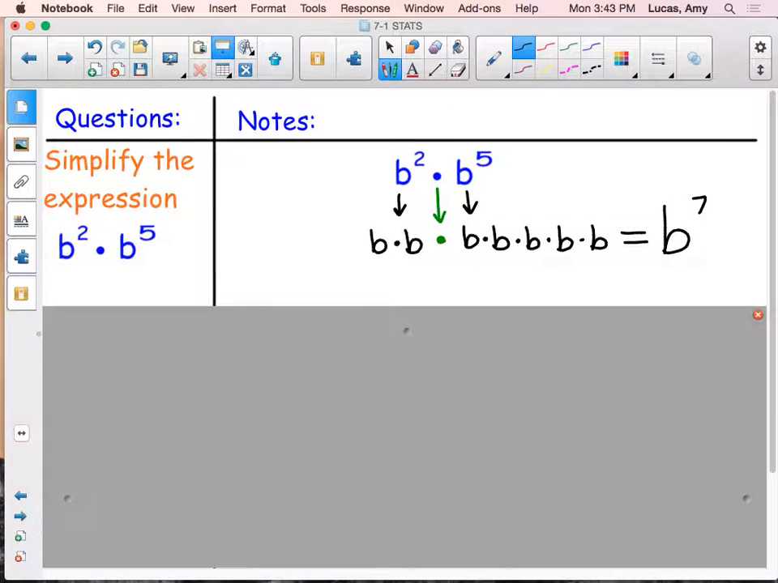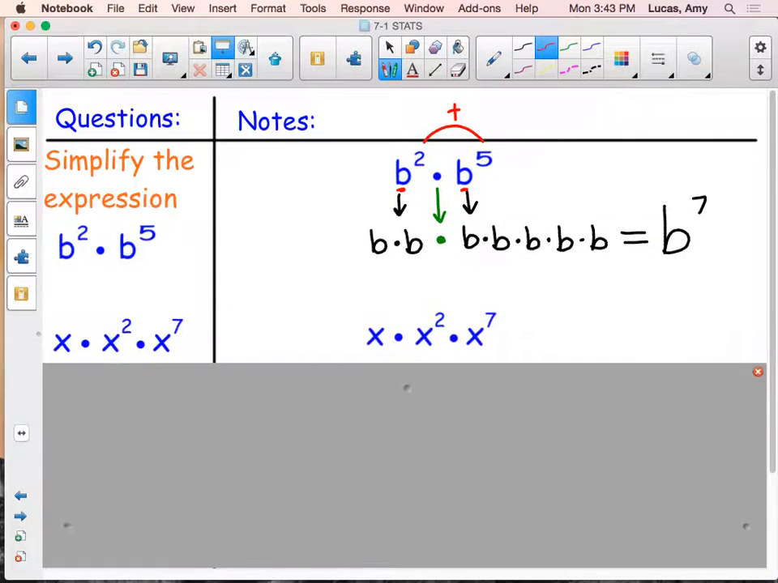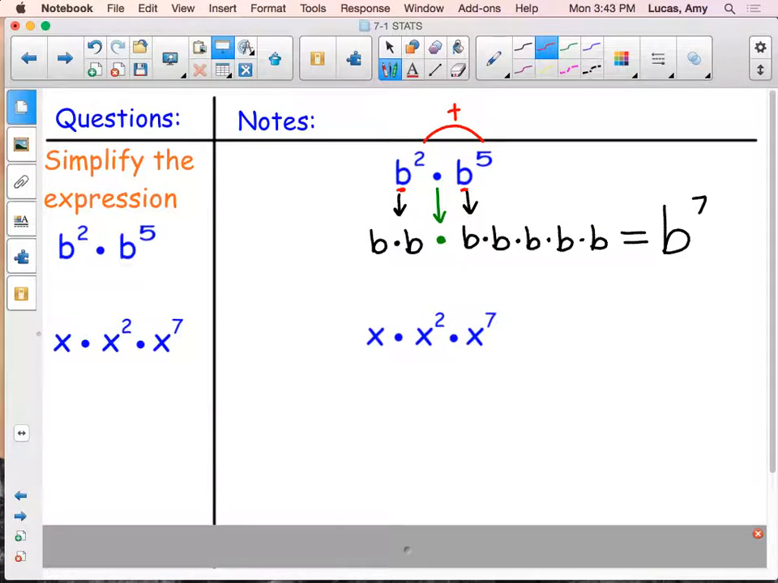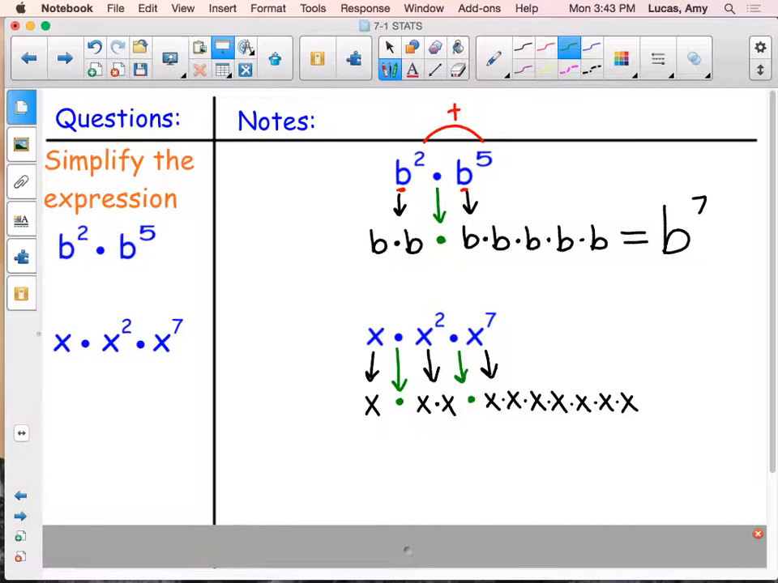So remember how I said if your base is the same, so these are the same letter, you can add together these exponents. That's your shortcut. That's what this property says. On the next one, we'll do the same thing. x to the second, x to the 7th. And then, if I bring down my multiplication between them, I can just count how many there are. And there are 10 x's. So x to the 10th power.